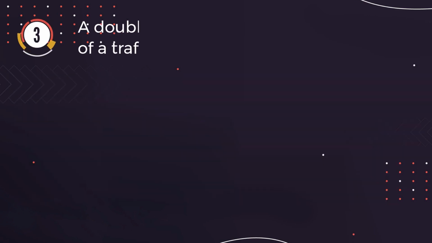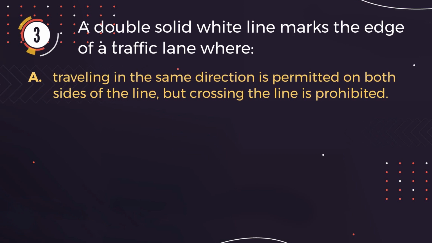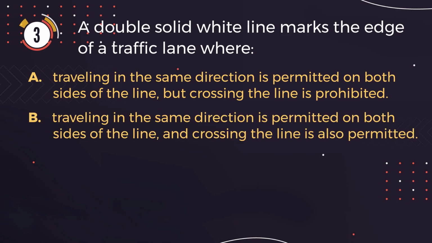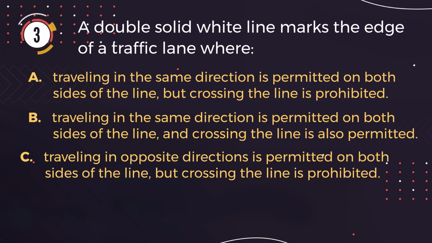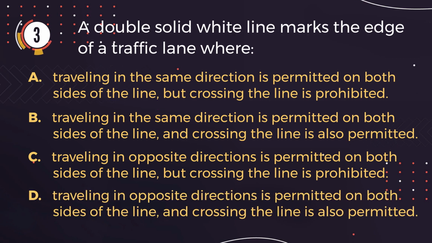Number 3. A double solid white line marks the edge of a traffic lane where A. Traveling in the same direction is permitted on both sides of the line, but crossing the line is prohibited. B. Traveling in the same direction is permitted on both sides of the line, and crossing the line is also permitted. C. Traveling in opposite directions is permitted on both sides of the line, but crossing the line is prohibited. D. Traveling in opposite directions is permitted on both sides of the line, and crossing the line is also permitted.